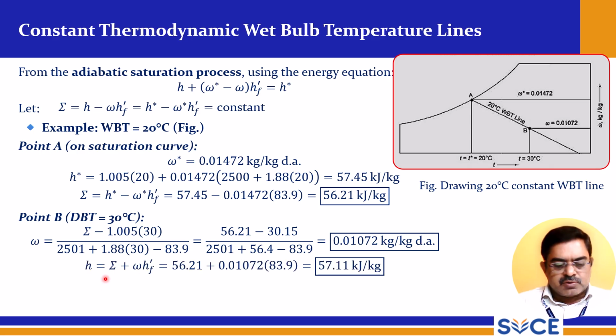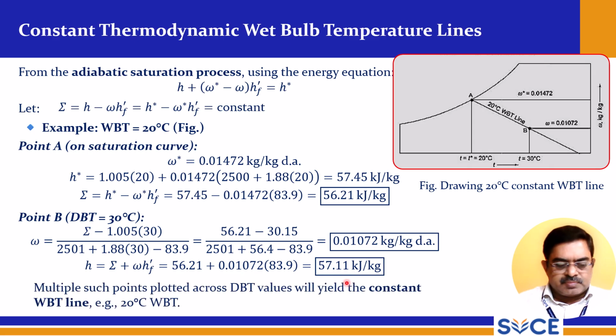So H equal to enthalpy equal to sigma plus omega H dash F. So that is 56.21 plus this omega into HF. So HF is 83.9. So it is coming as 57.11 kilojoules per kg.